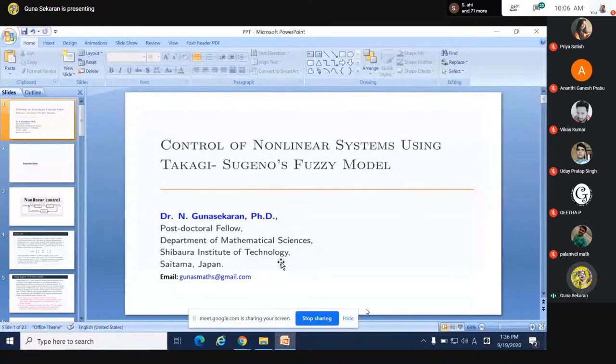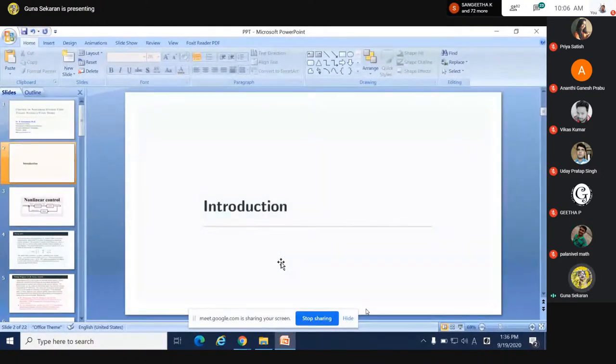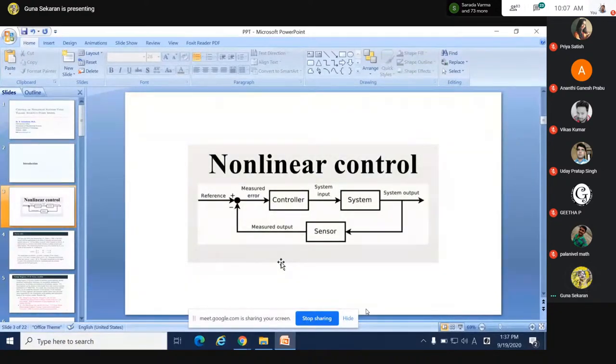Now we will discuss the control of nonlinear systems. Control theory is an interdisciplinary branch of engineering and mathematics concerned with the behavior of dynamical systems with inputs, and how to modify the output through feedback, feedforward, or signal filtering. In nonlinear systems, we design the control system so that the output follows the reference signal. The controller subtracts the actual output from the desired reference output and applies the error signal to the system to bring the output closer to the reference.